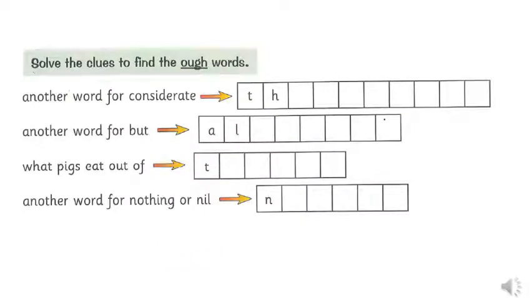For this one, we've got to solve the clues to find the O-U-G-H words and spell them correctly. So, for instance, the first one is another word for considerate. Can you think of another word beginning with TH that uses the O-U-G-H sound that would be another word for considerate? And can you write it out and spell it correctly? You've got 4 there to try, and then we'll see your answers coming after.